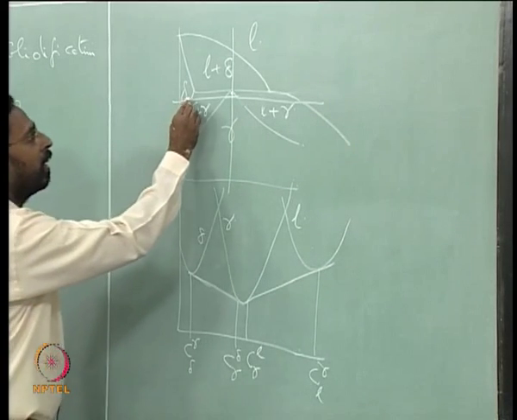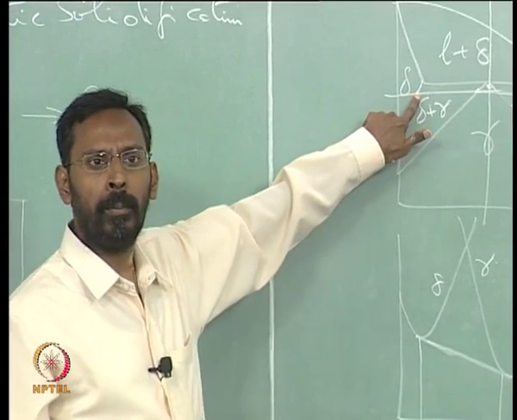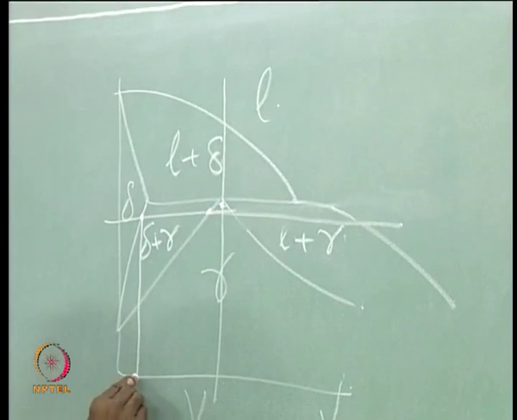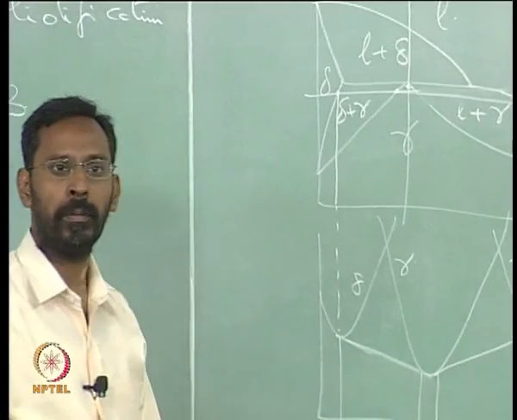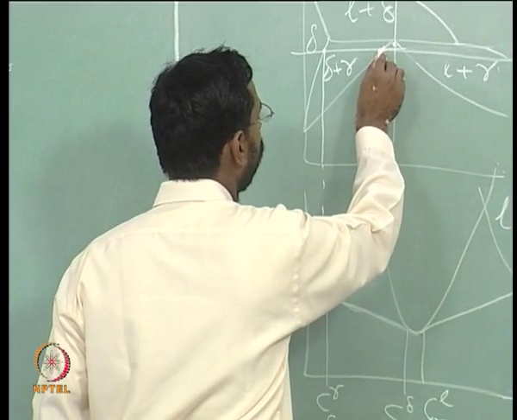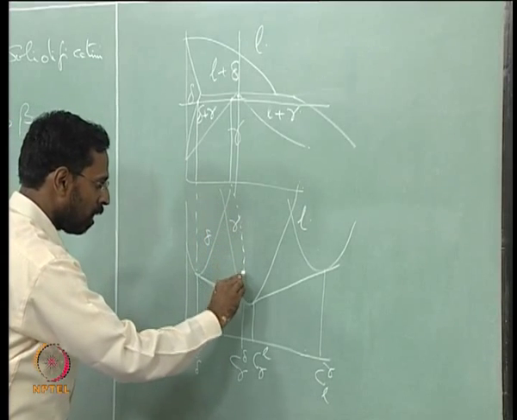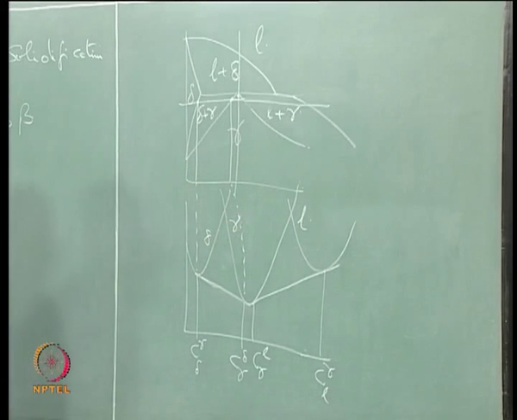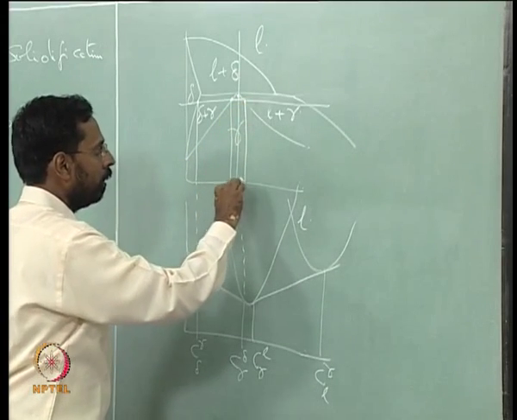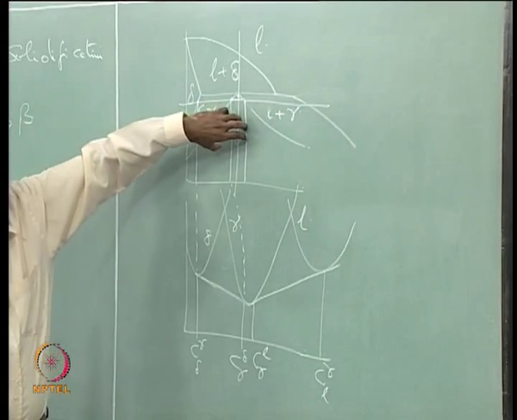You will see exactly here, this point is nothing but the composition of delta in equilibrium with gamma. So, this is actually this composition, and this composition is the composition of gamma in equilibrium with delta. That means, in principle, it is that composition, and this composition is nothing but the composition of gamma in equilibrium with liquid, because this is the gamma phase.